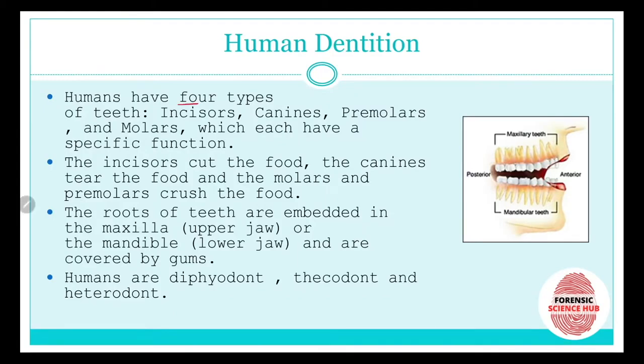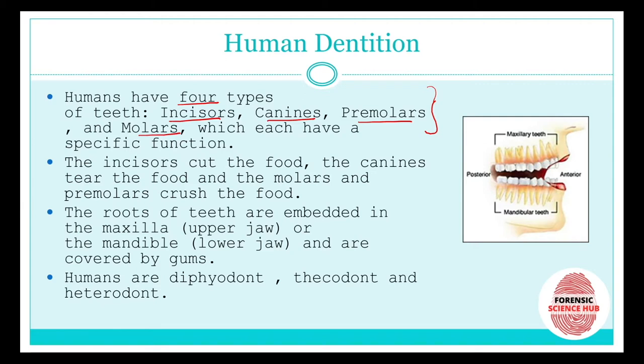Basically, there are 4 types of teeth, that is incisors, canines, premolars and molars, and they have different functions. They have been discussed by me in one of the videos in detail, all the important points that you need to know about incisors, canines, premolars and molars, like the number of roots they have, the number of cusps they have, their functions and all.